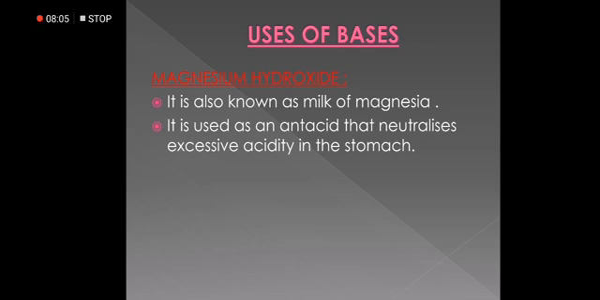See, we all know that our stomach produces hydrochloric acid, which helps in the digestion of food. But in case the amount of acid in our stomach increases beyond the normal level, that leads to acidity. To neutralize this excess acid in the stomach, we need to take an antacid. And magnesium hydroxide is used as an antacid to neutralize the acidity of the stomach. It is also called milk of magnesia.